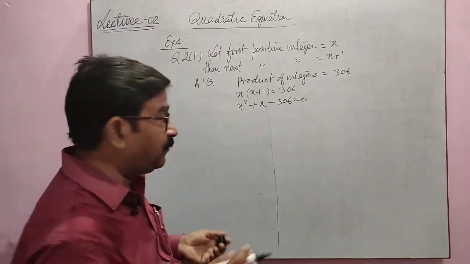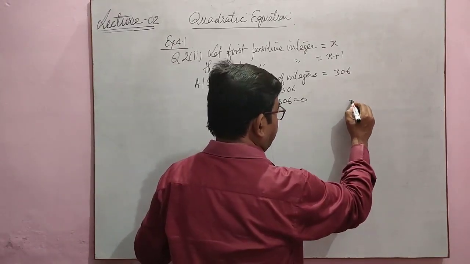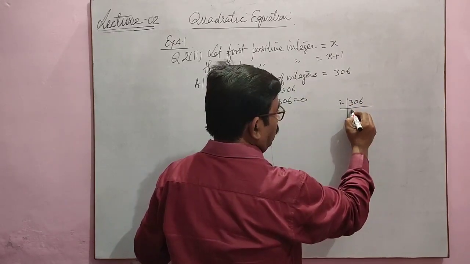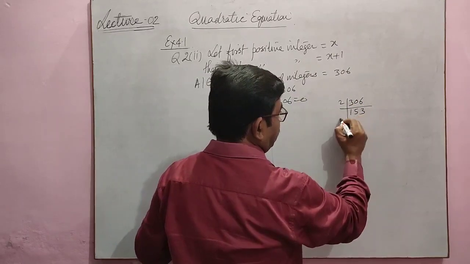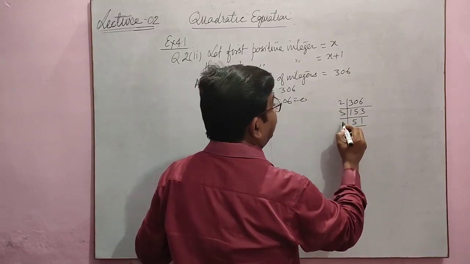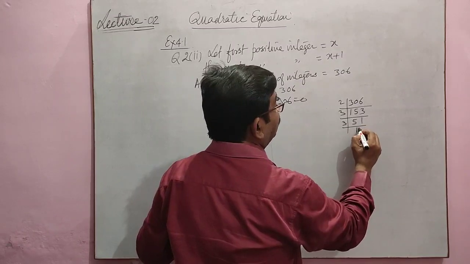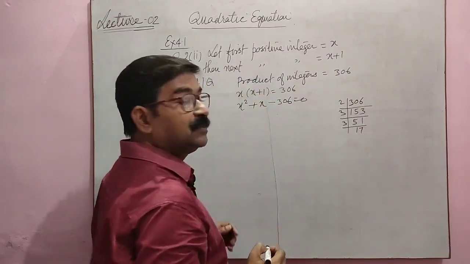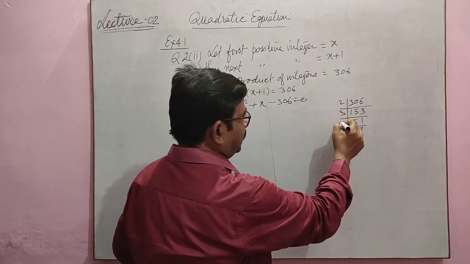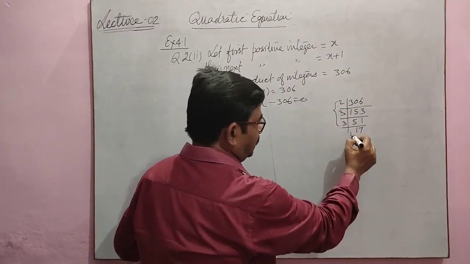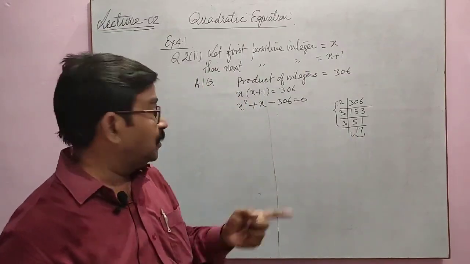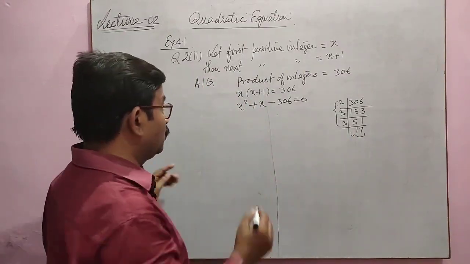If you don't know how to find the factors, get the prime factorization. Like 306, divide this by 2: 2 ones are 2, 2 fives are 10, 2 threes are 6. Divide by 3: 3 fives are 15, 3 ones are 3. Divide by 3 again and we have 17. Check it. 2 threes are 6, 3 sixes are 18, and this is 17. 18 minus 17 is 1. The difference is 1. I am going to solve.